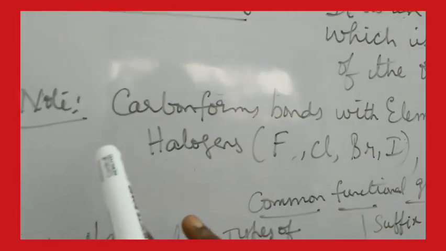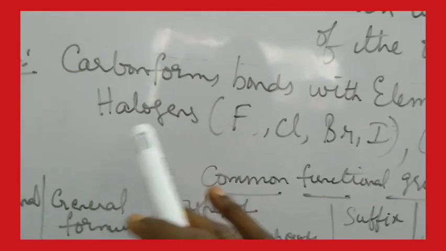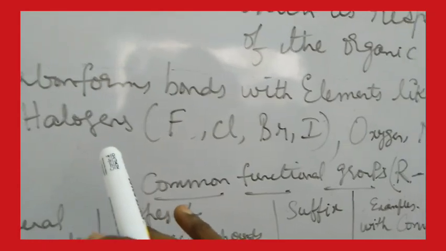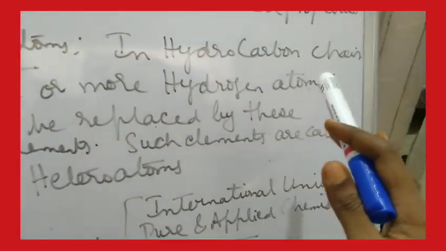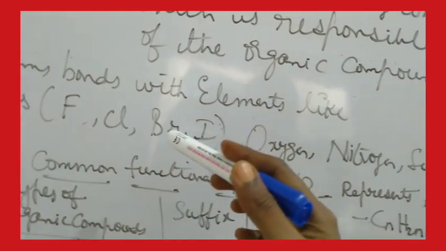Now, an important note is that carbon generally forms bonds with elements like halogens. What are halogens? Fluorine, chlorine, bromine, iodine. As well as with halogens, it forms bonds with oxygen, nitrogen and sulfur also. So, we will see what are heteroatoms. In the hydrocarbon chain, one or more hydrogen atoms can be replaced by these elements. What are these elements here? Either it may be fluorine, chlorine, bromine, iodine or oxygen, nitrogen and sulfur.